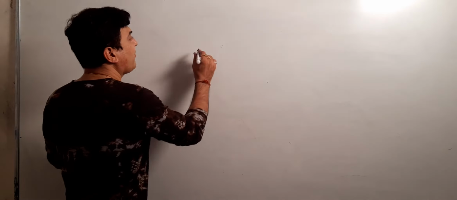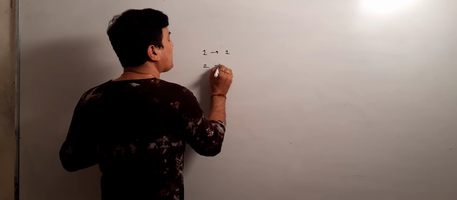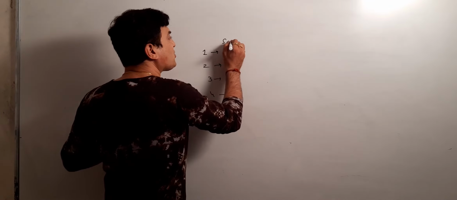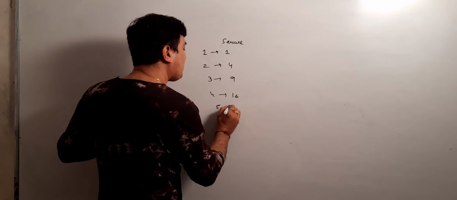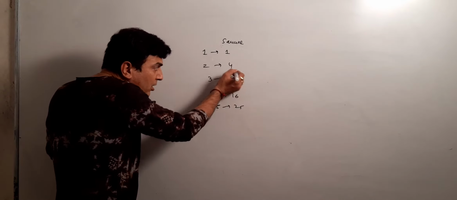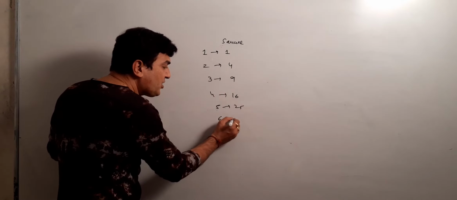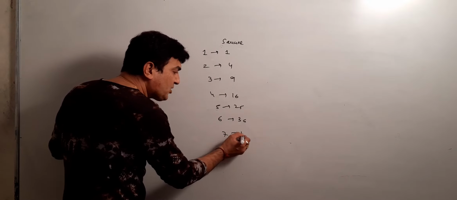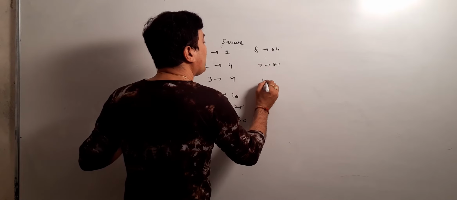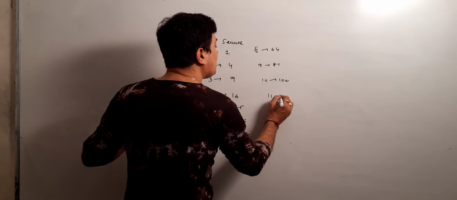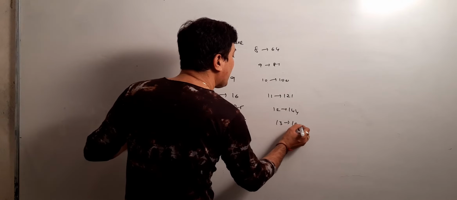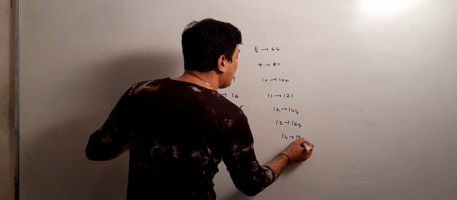1 to 25. 1 is 1. 2 is 4. 3 is 9. 4 is 16. 5 is 25. And under root 25 we get 5. Under root 16 we get 4. Under root 9 we get 3. Then 6 it is 36. 7 it is 49. 8 it is 64. 9 it is 81. 10 it is 100. 11 it is 121. 12 it is 144. 13 it is 169. And 14 it is 196.